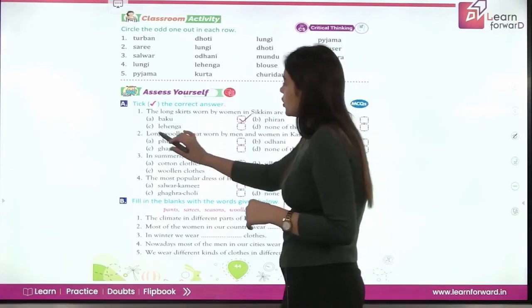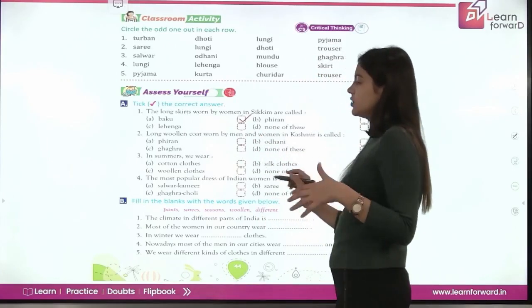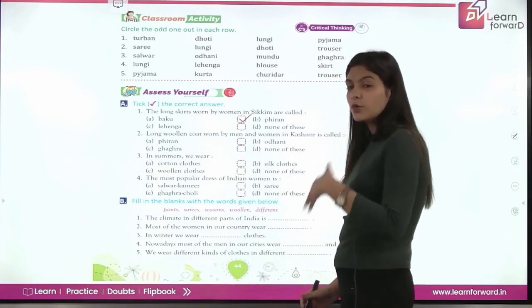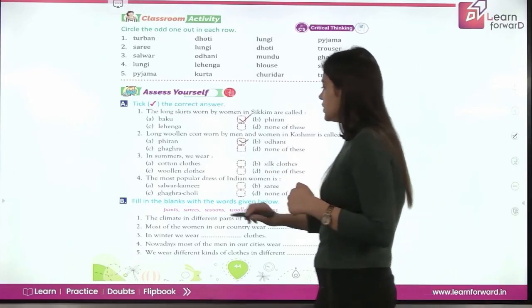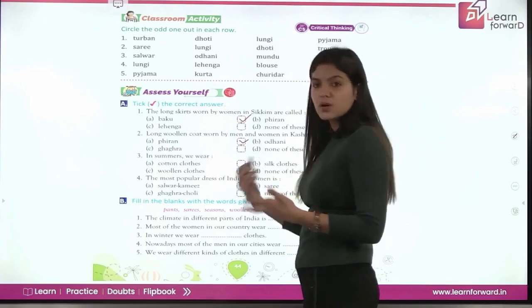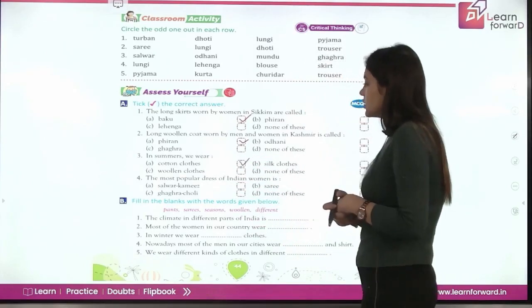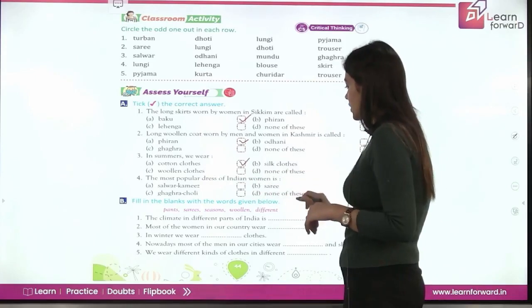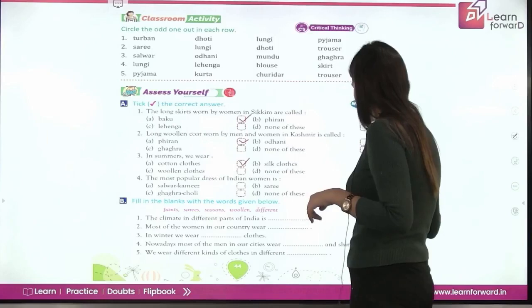Second part, the long woolen coat worn by men and women in Kashmir. So we have learned that the long coat which is worn by both women and men is known as the pheran. Third, in summers we wear some cotton clothes. Next, the most popular dress of Indian women is the sari.